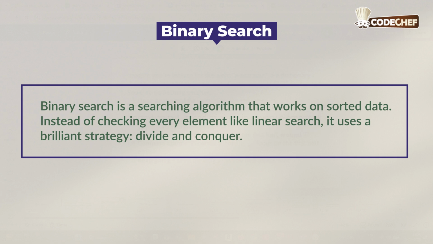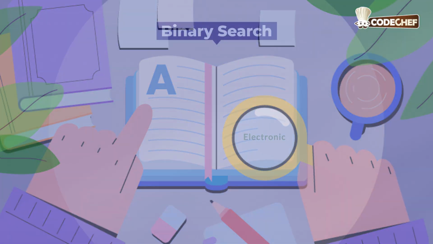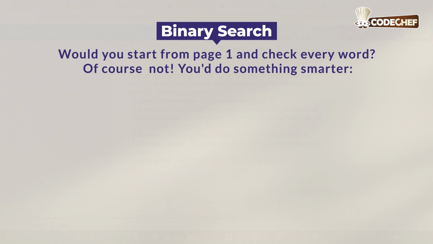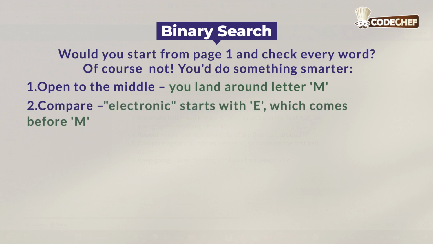Here's a real-life example everyone can relate to. Imagine you're looking for the word electronic in a dictionary. Would you start from page 1 and check every word? Of course not. You'd do something smarter. You'd open to the middle. You'd land around letter M. You'd compare: electronic starts with E, which comes before M.